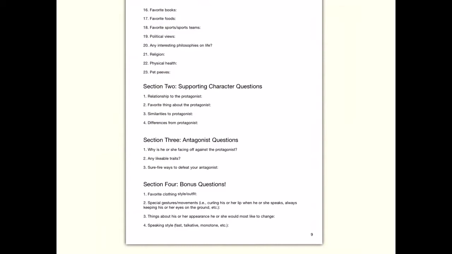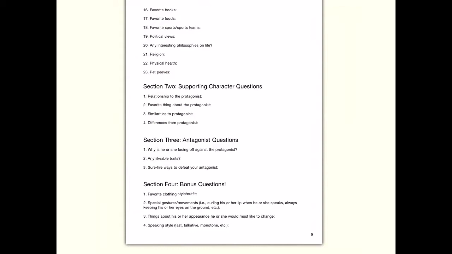And the surefire ways to defeat your antagonist, well, we don't really know at the moment how he's going to defeat him, but at the moment we're going to develop the fact that the antagonist is a horrible loser. When he loses something, when he loses a game, he likes to cry, so we might use that later. That's the thing, he's a sore loser, so we're going to use that against him later on.